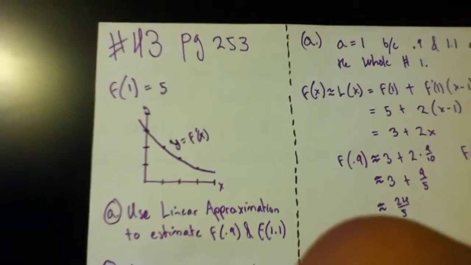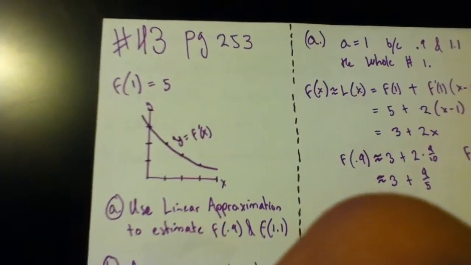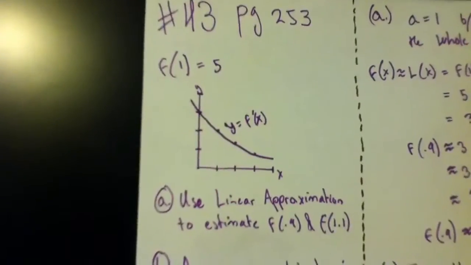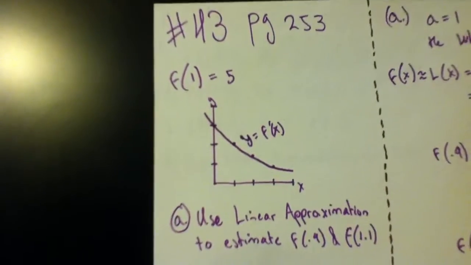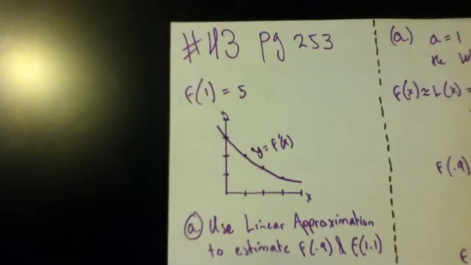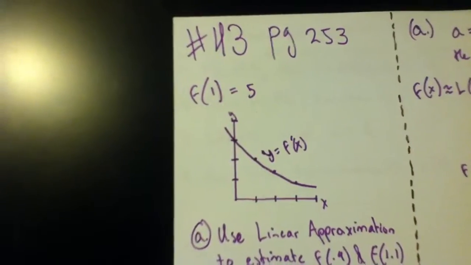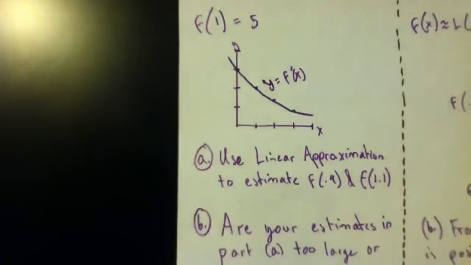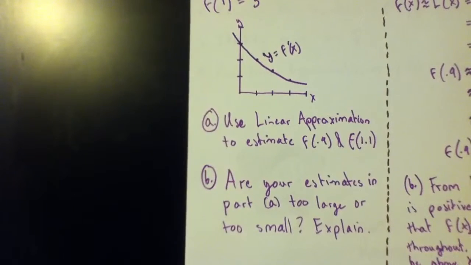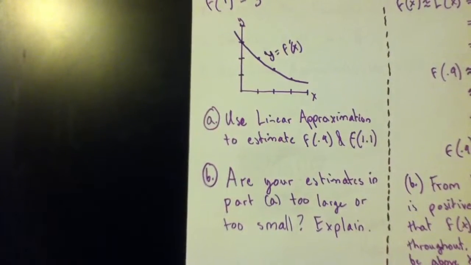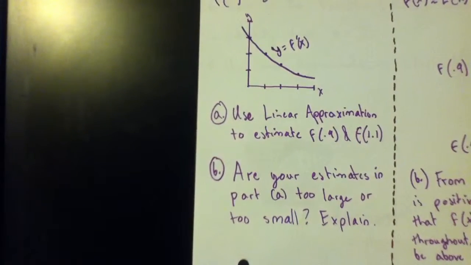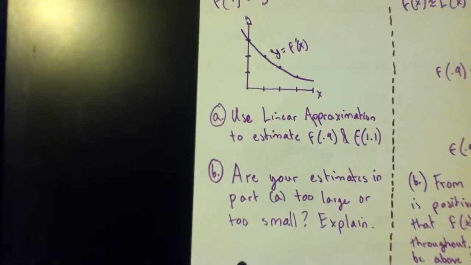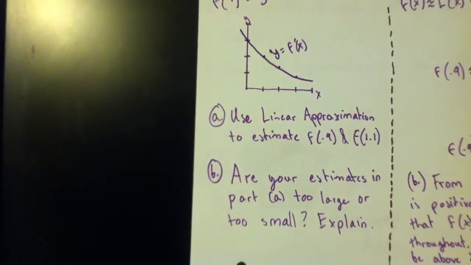Now, for the first problem, I wanted to do a book problem, and I did number 43 on page 253. The problem stipulates that f of 1 equals 5, and it gives us the graph of the derivative. It does not give us the graph of the function. It has two parts. For part A, it asks, use linear approximation to estimate f of 0.9 and f of 1.1. And for part B, it asks, are your estimates in part A too large or too small?